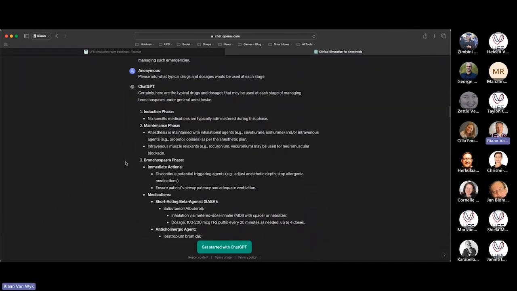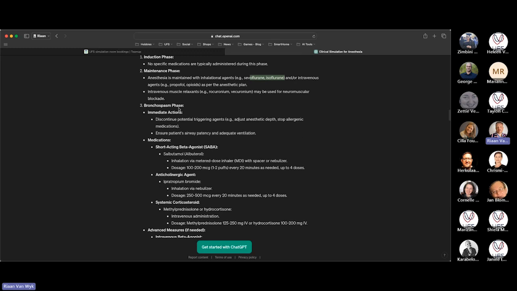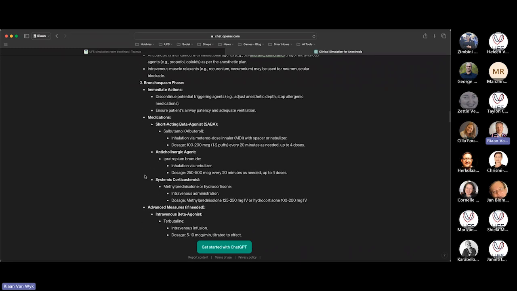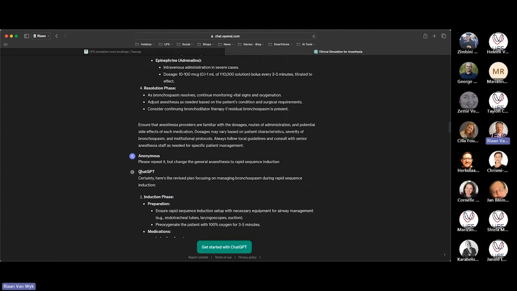Now I need to know what I need in the room for preparation, and I need to get the drugs ready and so on. So I would ask, please add what typical drugs and dosages would be used at each stage. Now I start getting the exact drugs that we need to have ready and labeled in the simulation unit. And once the bronchospasm phase starts, what do they need to medicate that? Immediately, the clinical person can quickly send back and say, for example, we don't call it epinephrine in South Africa, it's adrenaline, or this drug might not be available at our university, we rather use something else. So then we make small changes to the ChatGPT output.